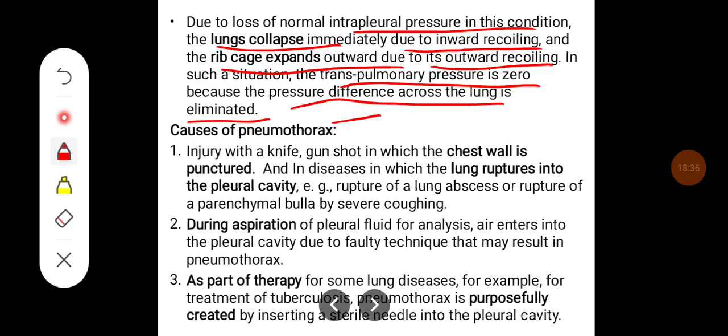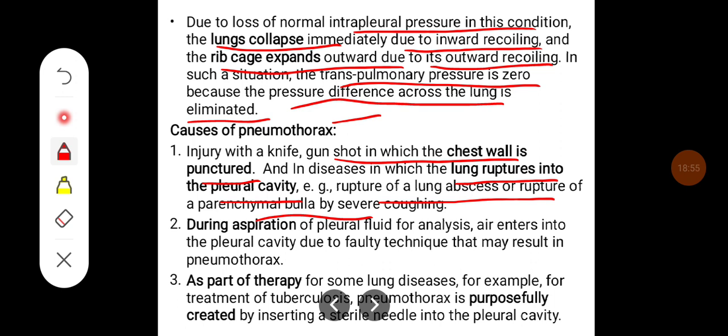So the causes of pneumothorax: injury with a knife or gunshot, in which the chest wall is punctured, and diseases in which the lung ruptures into the pleural cavity, for example rupture of a lung abscess or rupture of a parenchymal bulla in severe coughing.